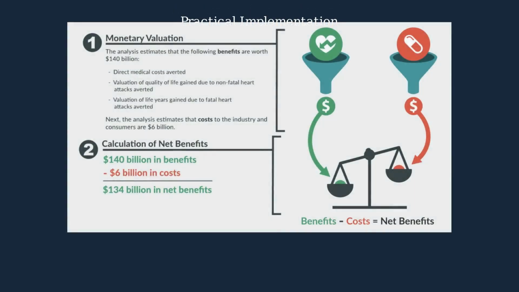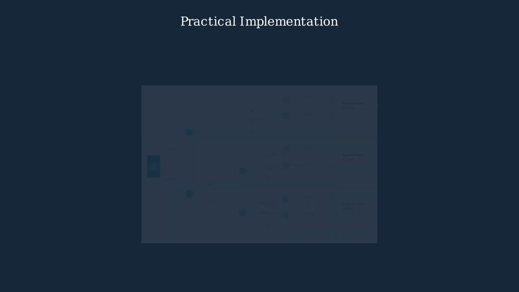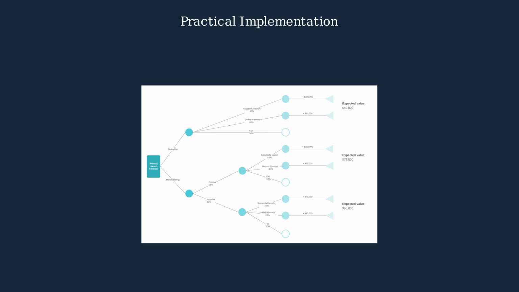A related metric is the benefit-cost ratio, which divides the total benefits by the total costs. A ratio greater than 1 indicates a beneficial intervention. Decision trees are often used in cost-benefit analysis to evaluate different options. Each branch represents a possible outcome with associated costs and benefits.